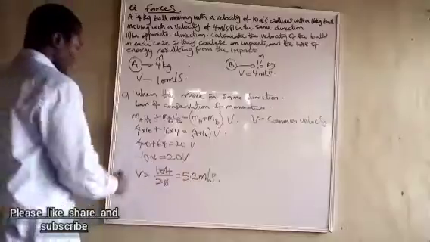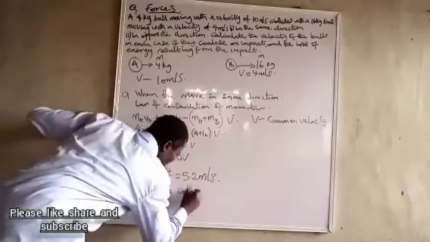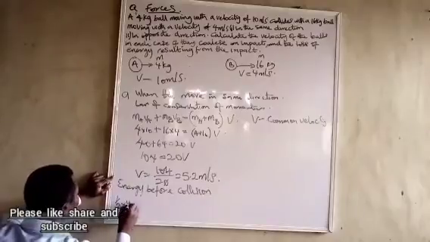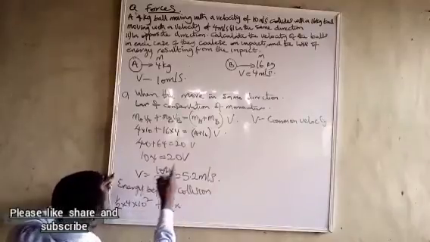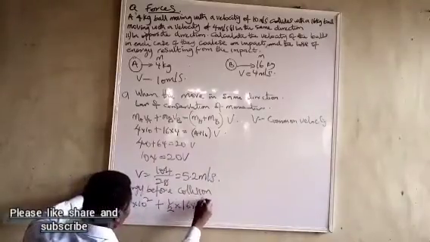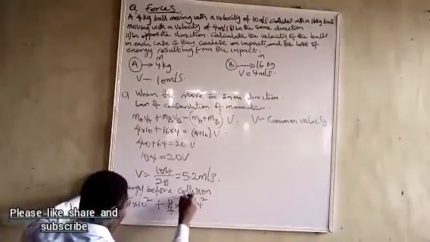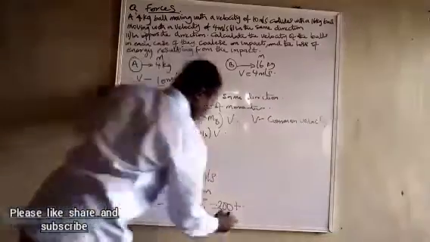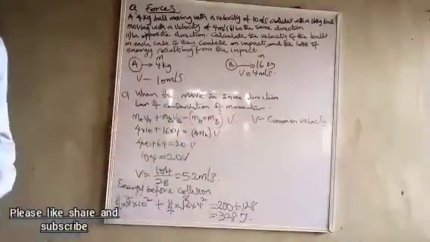The initial energy before impact, energy before collision, will be half times 4 times 10 squared plus half times 16 times 4 squared. This is going to give me 200 plus 128, and that gives me 328 joules. That is the energy before impact.